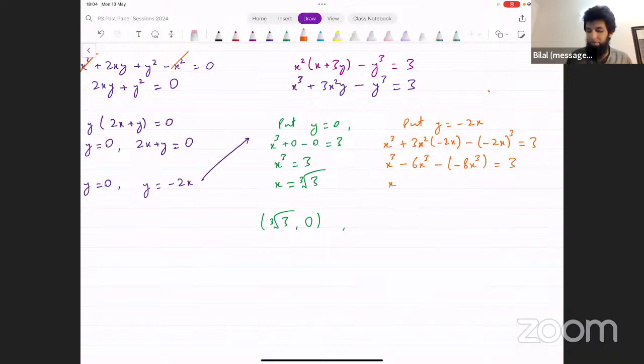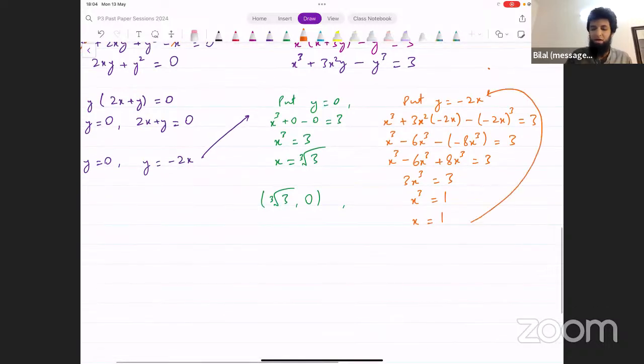Now let's simplify everything. x cubed minus 6x cubed plus 8x cubed equals 3. And that gives you 9 minus 6, which is 3. 3x cubed equals 3. x cubed equals 1. And the value of x turns out to be 1. If x equals 1, what about the corresponding value for y? That is going to be minus 2. So this is another point that we're getting.